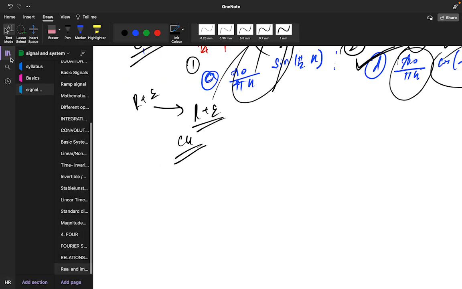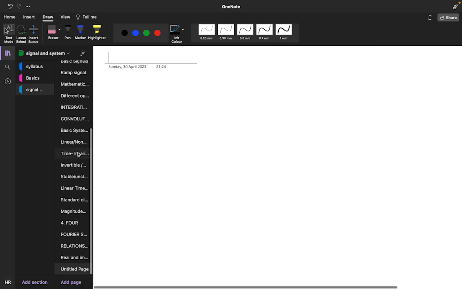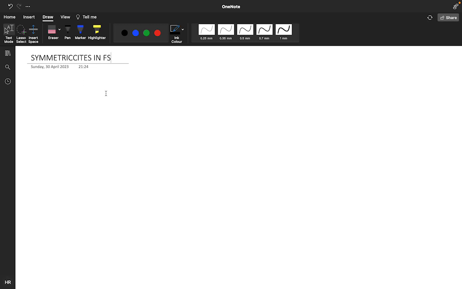So if it is clear, then we are moving to symmetricities. The next topic is symmetricities in Fourier series. So you need to remember all the table. Then only you will be able to try and solve. I will share the workbook now only.